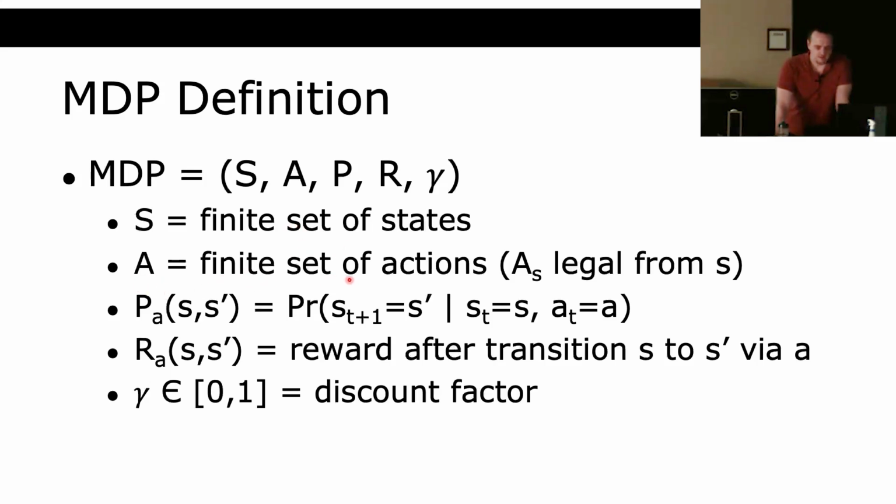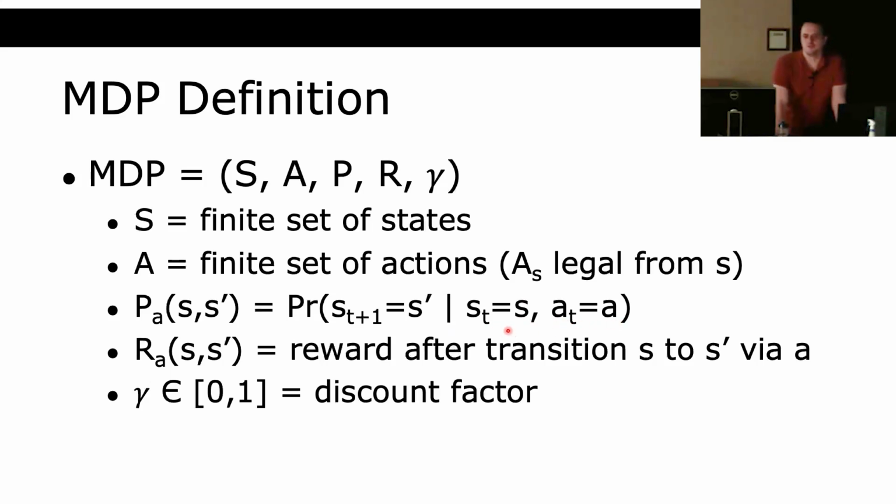A is a finite set of actions. And within A, this is like the set of all the actions that are legal at all the different states. So A of S would be the actions legal from state S. This one here, P of A, S, S prime, that is the probability that taking, sorry, I'll go over here. So the probability that the next state is a given state, given that you took this action at this state.